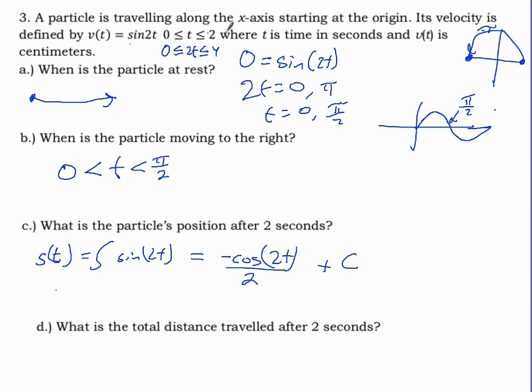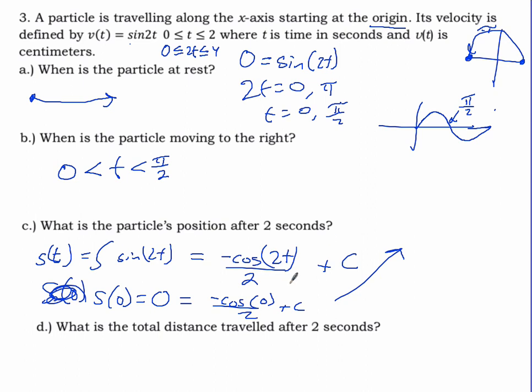So let's go back to the original question. It starts at the origin. So the original position is 0. You've got to plug in 0. S of 0 equals, so he starts off at the origin, that equals negative cosine of 0 over 2 plus c. And cosine 0 is actually 1. So you're going to get negative half plus c. So 0 equals negative half plus c. So c equals half.